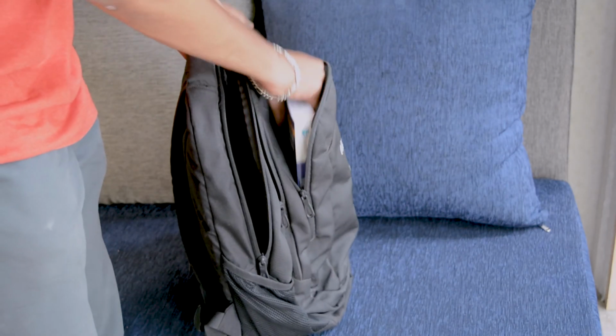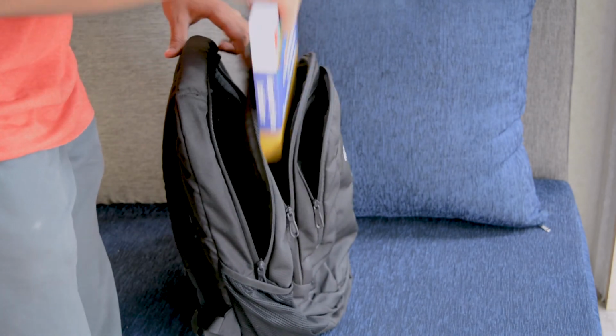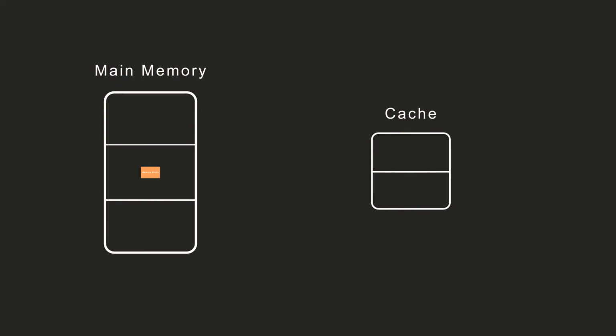In this, we will not label any zip. You are free to put any book in any zip. On similar lines, a memory block can be placed in any cache line. Here the advantage is flexibility on placement. But the problem is we are not sure where the data items are. Therefore, we need to search each and every line. So this search becomes an overhead. And now comes the third mapping technique, set associative mapping.